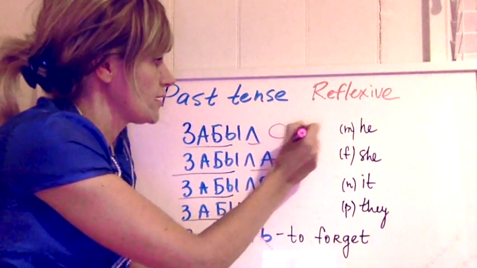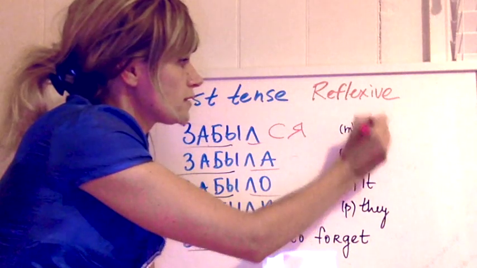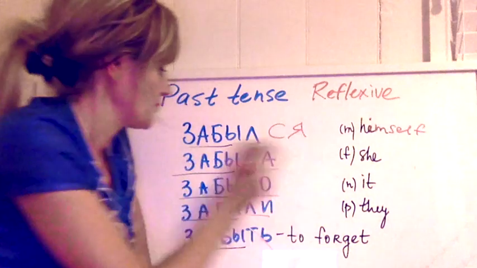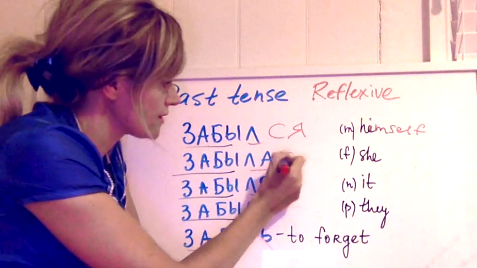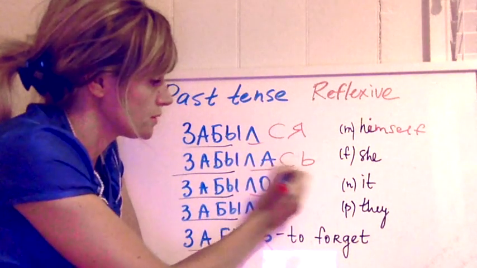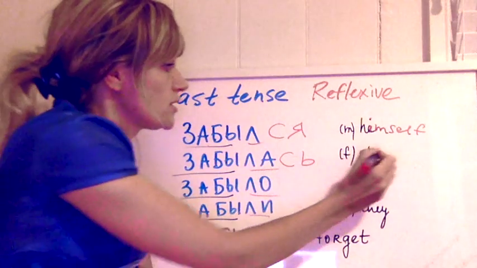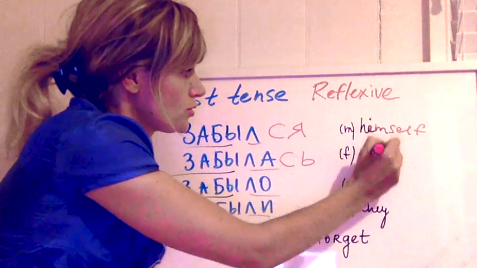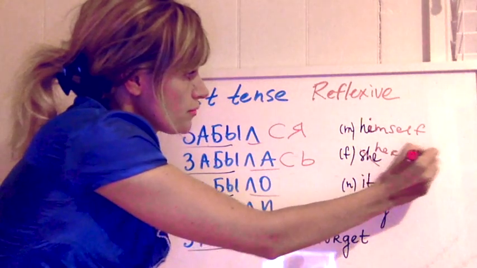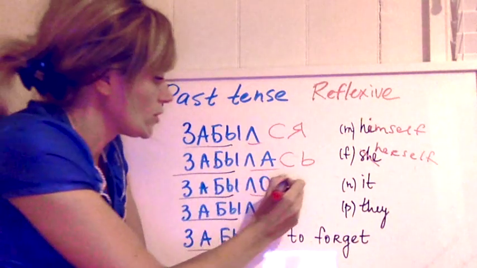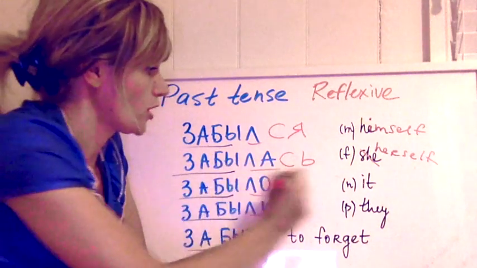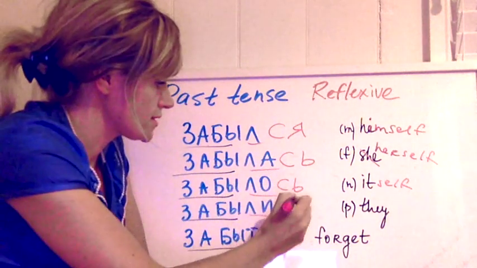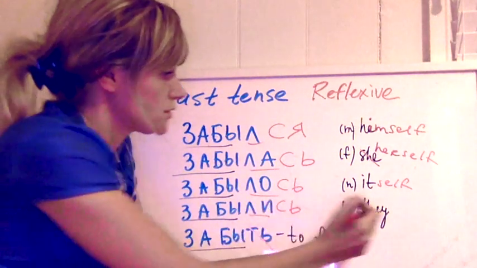Забылся, forgot himself. Забыла, here it's gonna be с, a little bit different. Забылась, forgot herself. Забылось, forgot itself. Забылись, forgot themselves.